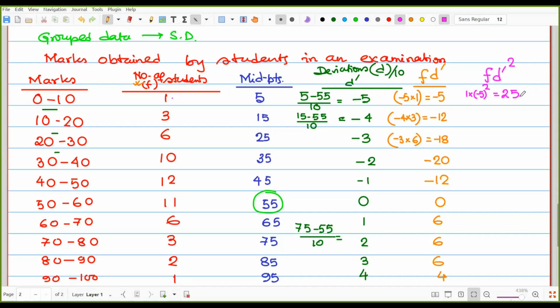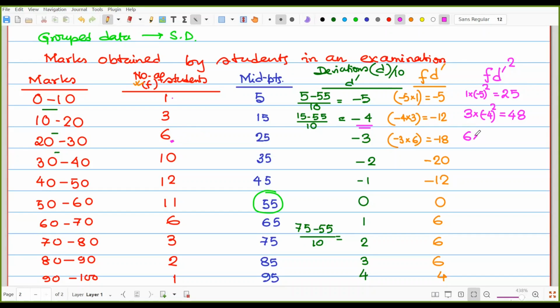Okay. Next one, suppose minus 12. So, sorry, not minus 12, that is minus 4. So 3 is the frequency. Then find out the minus 4 its whole square. So minus 4 into minus 4, that means 16 into 3, that is 48.